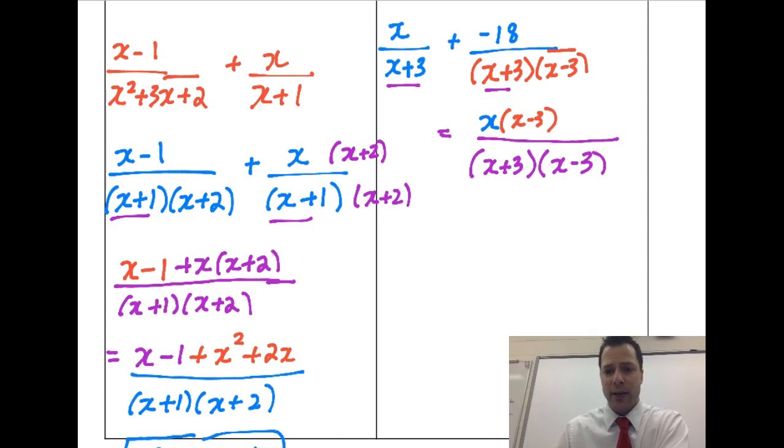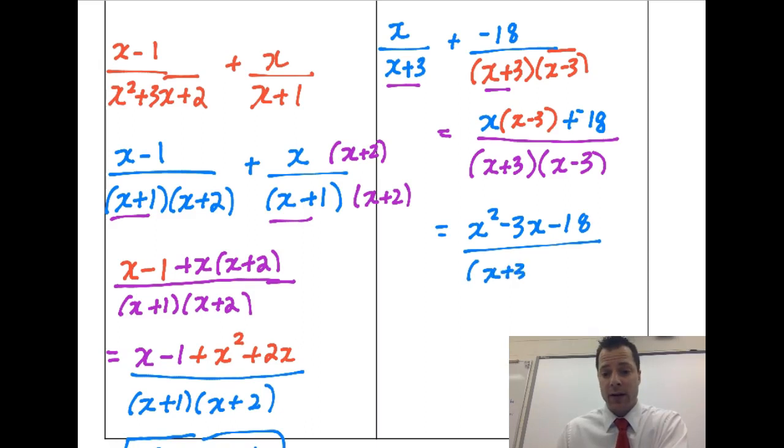We're lucky here because we have a plus sign. The negative 18 denominator is the LCM, so we don't have to multiply it by anything. So it's just plus negative 18. We simplify and get x squared minus 3x minus 18 all over x plus 3 and x minus 3.